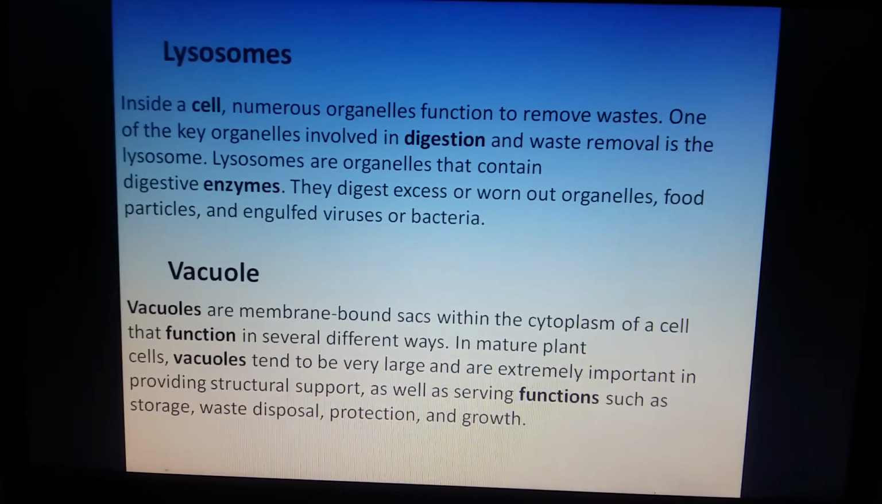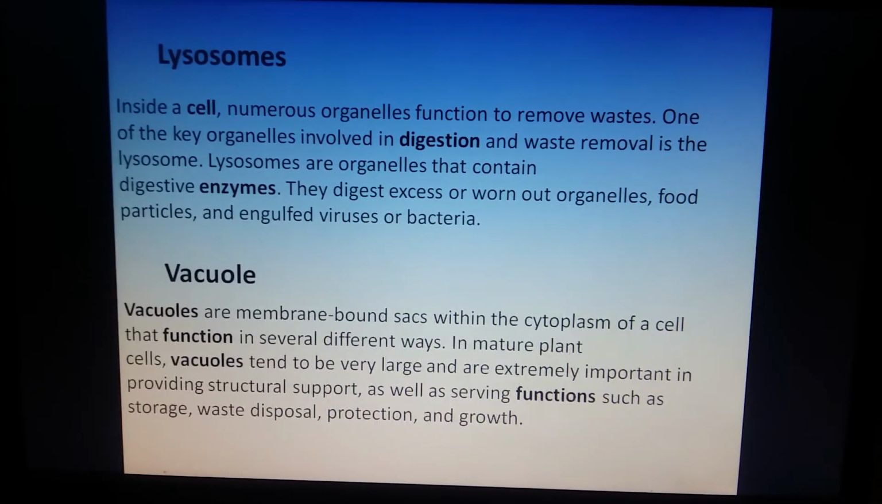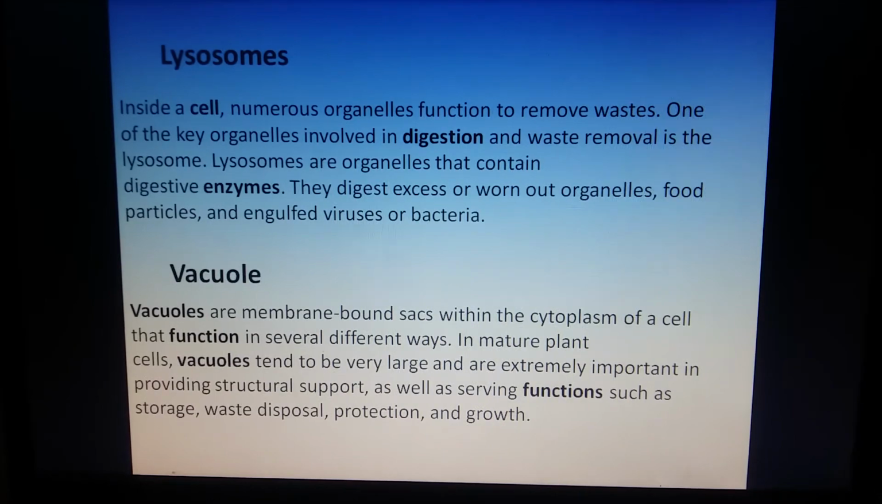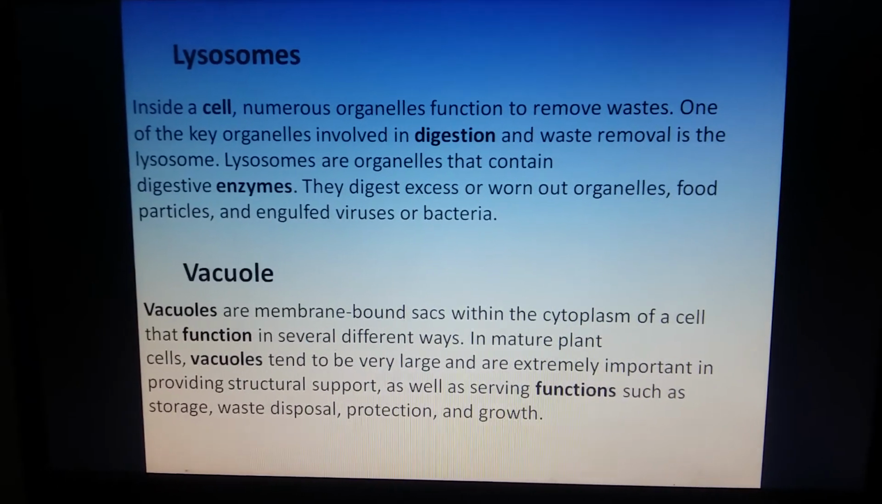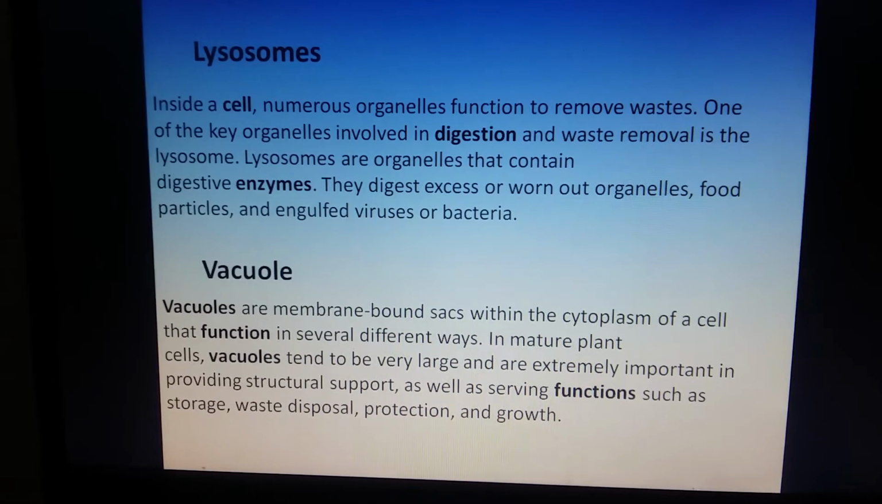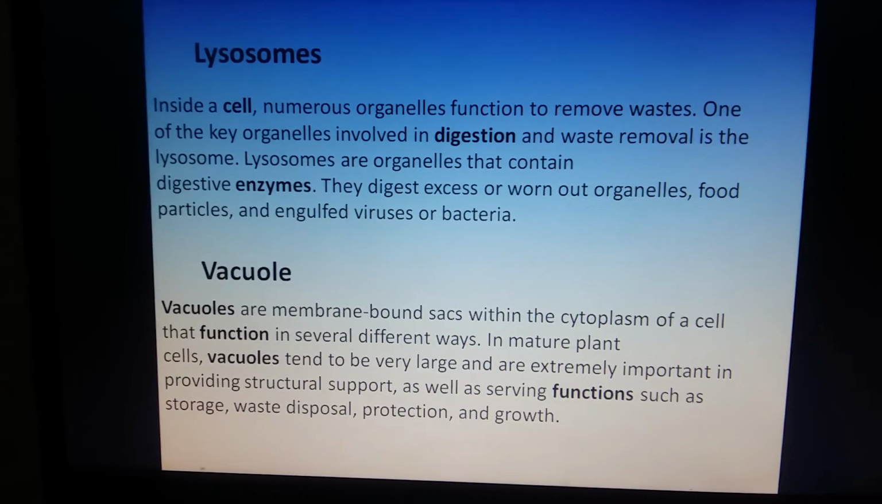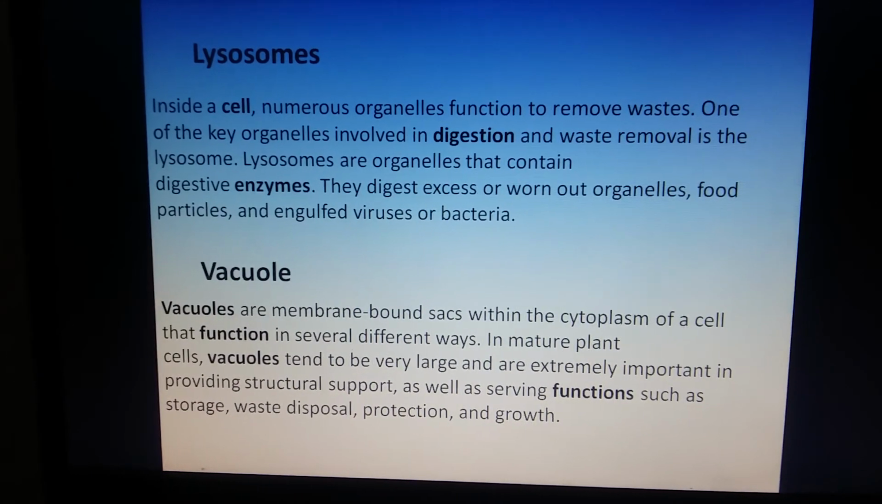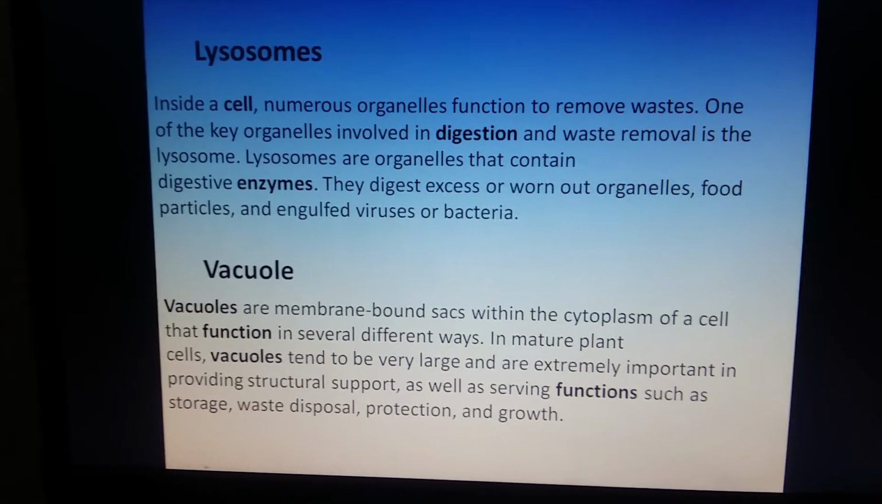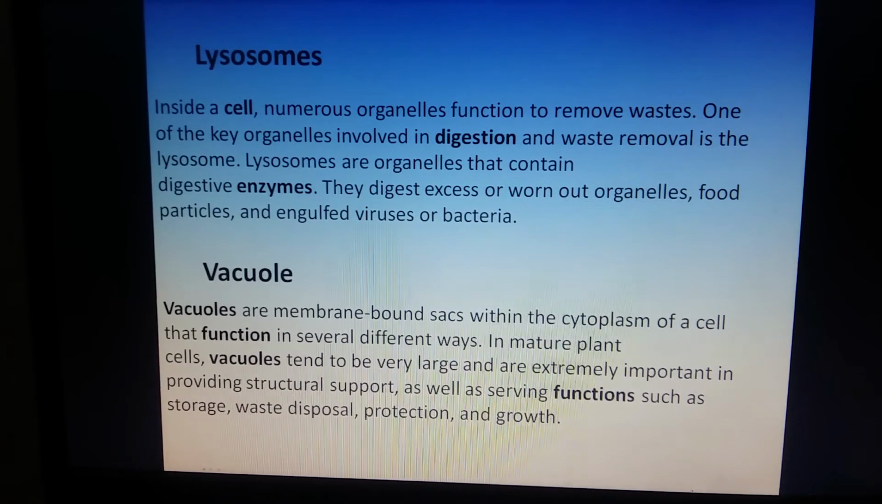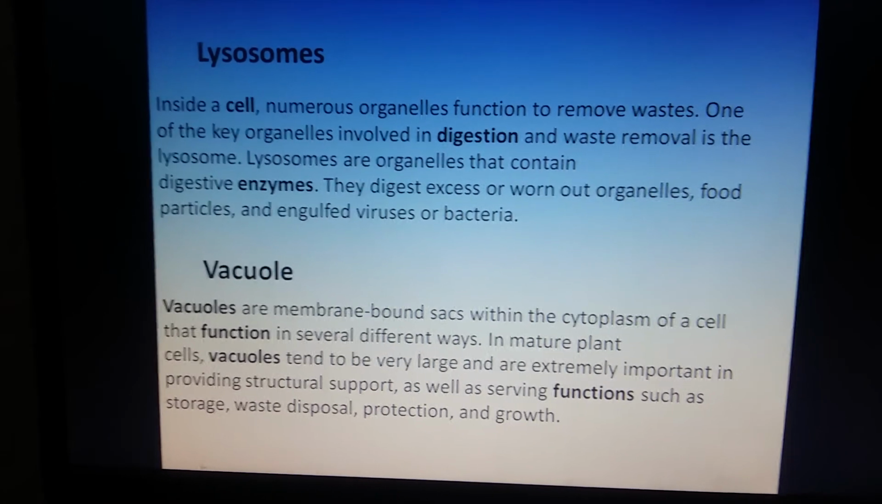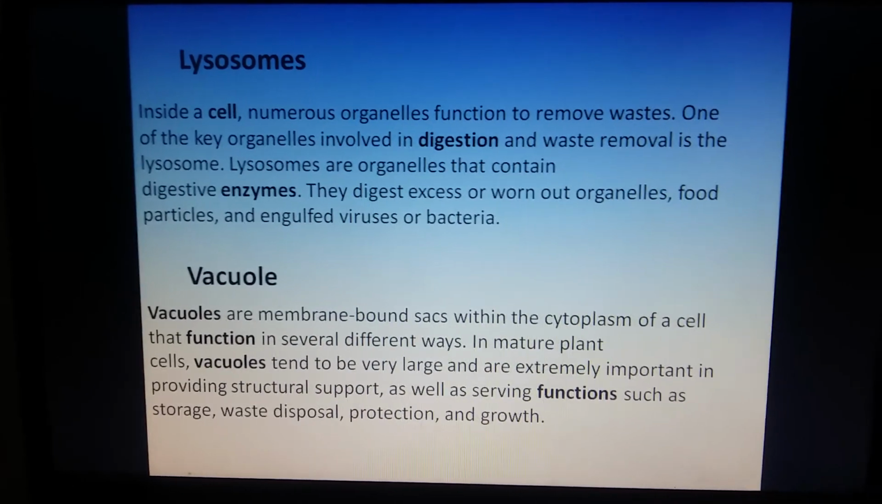Then is the vacuole. Vacuoles are membrane bound sacs within the cytoplasm of a cell that function in several different ways. In mature plant cells, vacuoles tend to be very large and extremely important because they provide structural support as well as storage, waste disposal, protection and growth.